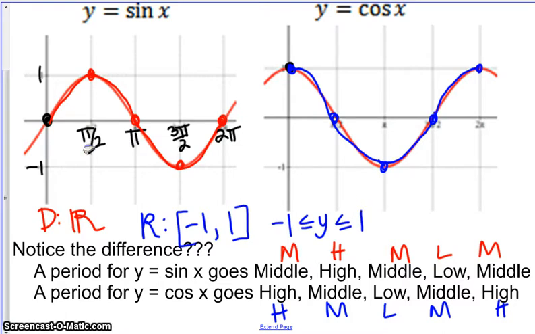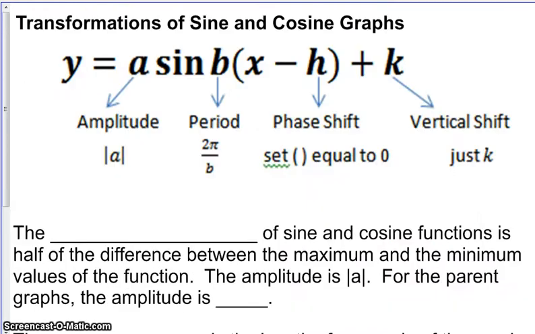Okay, now let's talk about transformations. When we take the parent graphs and add some different values in, that would cause a transformation within the coordinate plane. We've seen these letters before with each function that we've talked about transformations with. We know that a represents a vertical stretch or a vertical compression. With trig graphs, we call that the amplitude. b, we've talked about, represents the horizontal stretch or compression. With trig graphs, we call that the period.